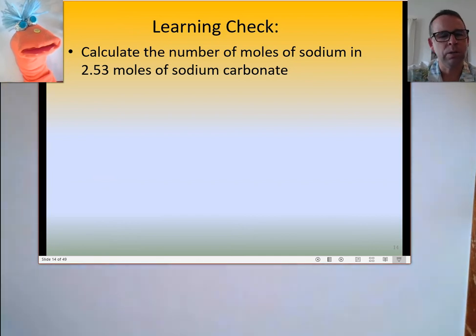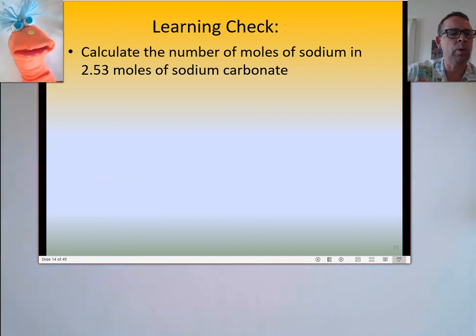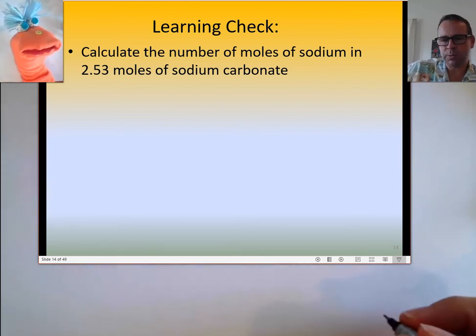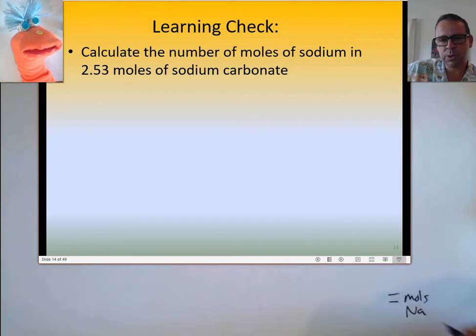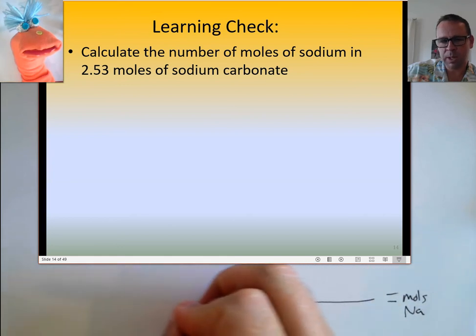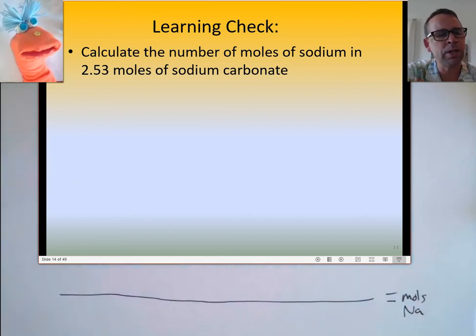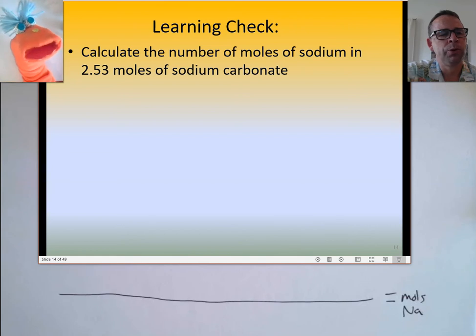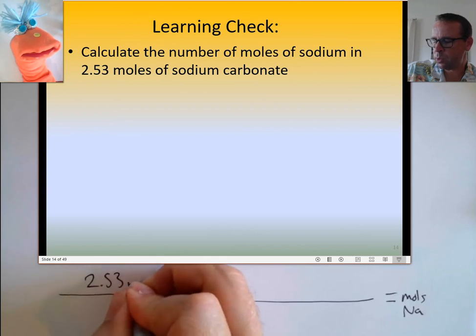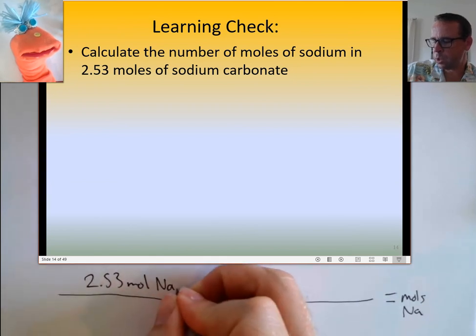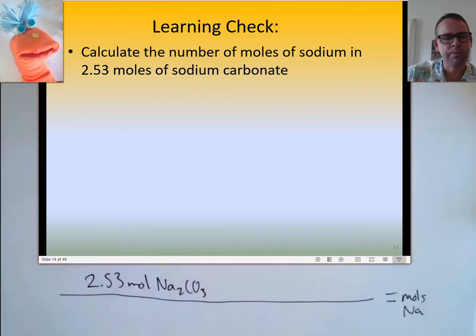So, we're going to get a clean sheet here. What goes to the right of our equal sign? Moles of sodium, I guess. That's right, moles of sodium. So I'm going to put that over here. I'm going to be specific, moles of sodium. And then I draw my line. What can I start with at the top left? 2.53 moles of sodium carbonate. Very good. 2.53 moles of sodium carbonate.